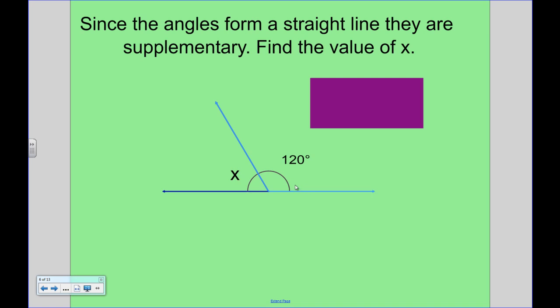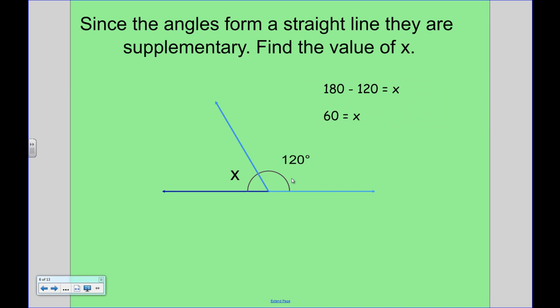So if I'm looking at this diagram here, because the two angles together form a straight line, they are supplementary angles. And if they're supplementary angles, that means they have to add up to equal 180 degrees. So if I want to know the measure of angle x, all I simply have to do is 180 minus 120, which means that angle x would have to be equal to 60 degrees.